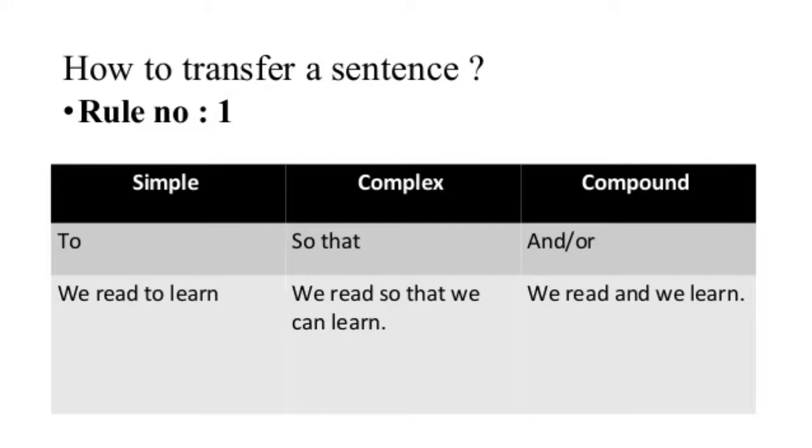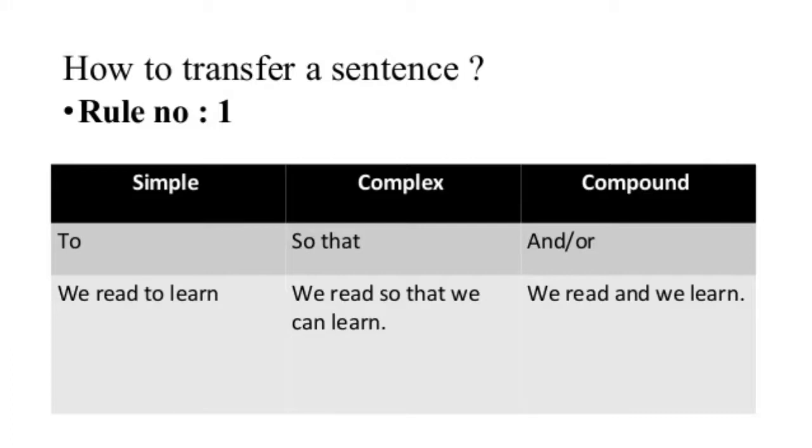So the example is, we read so that we can learn. This is the transformation of sentence from simple, compound and complex using the word to. In compound, it should be added with the coordinating conjunction and or. In complex sentence, it should be added with the subordinate conjunction so that. So this is the way you have to change from simple, compound sentences, children.